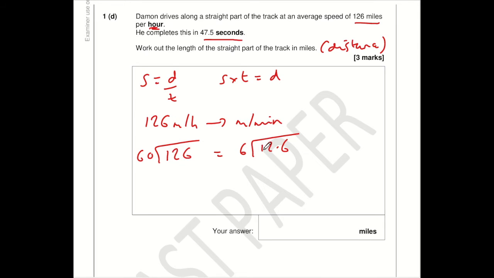Now 6 is into 1, don't go, move the 1 along. 6 is into 12, goes twice, point, should have put that in at the start, and 6 divided by 6 is 1. Okay, so 126 miles per hour, that is 2.1 miles per minute. Now I want this in miles per second, so I need to divide it by 60 again. Now 2.1 divided by 60, that is the same as 0.21 divided by 6. I just don't really want to divide by anything other than a single digit number.